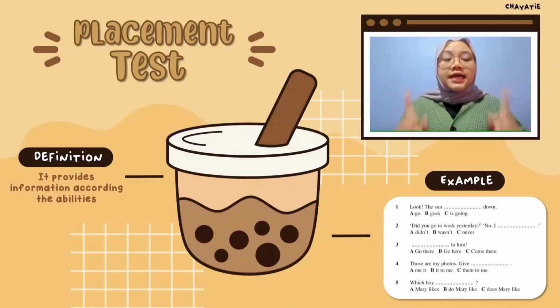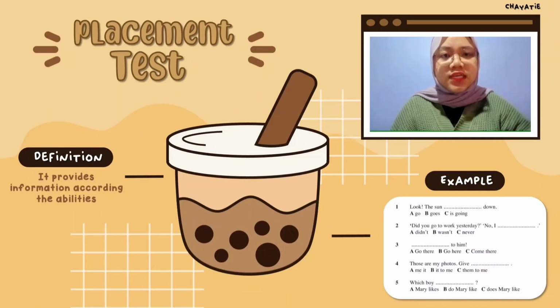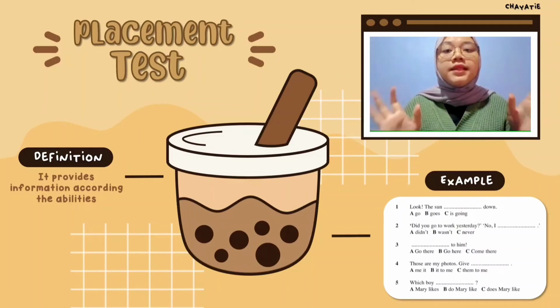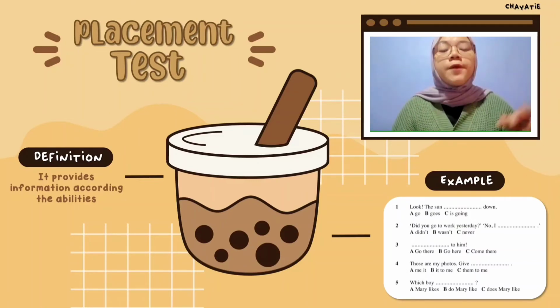If the placement test used is purchased from another institution, this can be adverse to the institution or students. Why? Because the test may not be in accordance with the abilities of the students, so the institution will be confused about which level matches the abilities of those students or participants.